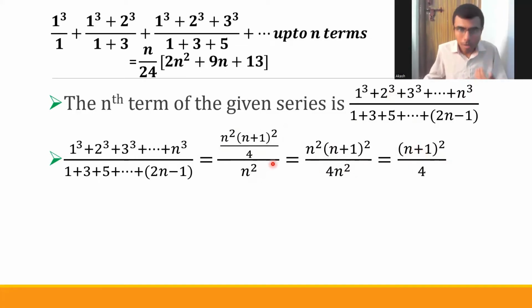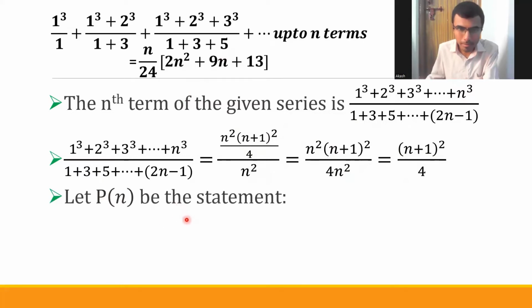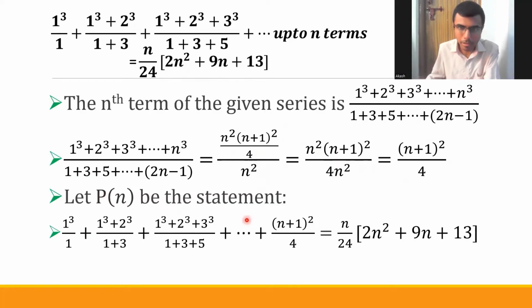Now, I'm going to take the given statement as P of n. Let P of n be the statement. If you observe here, it's just given up to n terms. I found out the nth term. That's why I kept it going on up till n plus 1 whole square by 4, because that's going to be my nth term. Everything else is the same. You can see the question as it is. It's just that I found the nth term and kept it like this, because it will be very easy down the line.